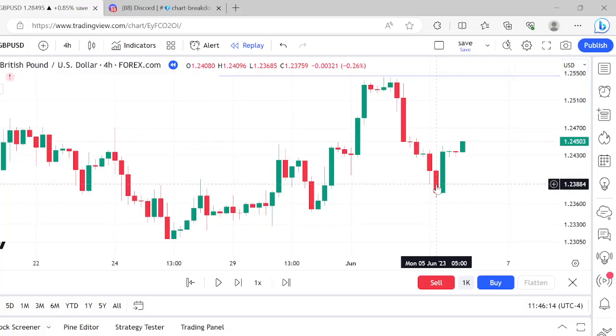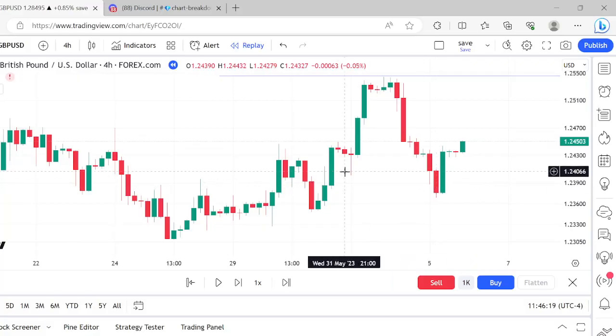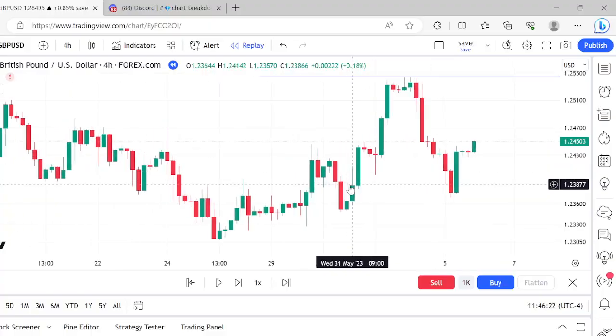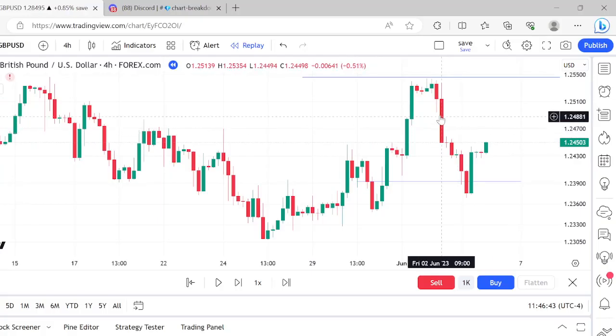We had this Judas swing happen Sunday and Monday, London session, which is a common time for manipulation, and it comes down, takes out these sell stops down here and tests a bullish order block. See this? This is a bullish order block. So beginning of the week, the manipulation, it comes down, takes out sell stops, tests the order block, boom.